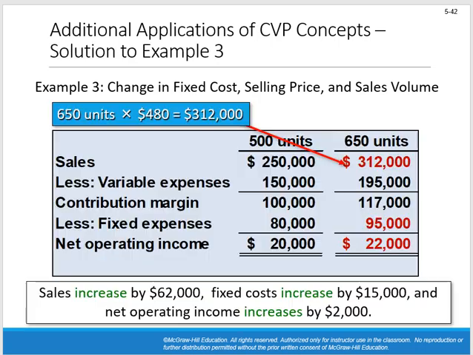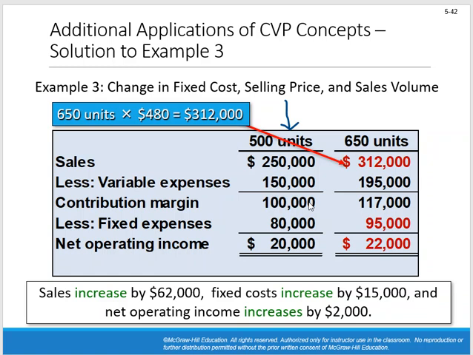So they start again with the same info here under 500 units. That stayed constant. So we're comparing our new scenario to that. So we've got 650 units times 480 now, because our selling price got cut from 500 per unit down to 480. So we've got sales of 312,000. Our variable expenses are going to stay the same, right? No change there. So that's $300 per unit. So 650 times 300 per unit. And then our contribution margin is 117,000.